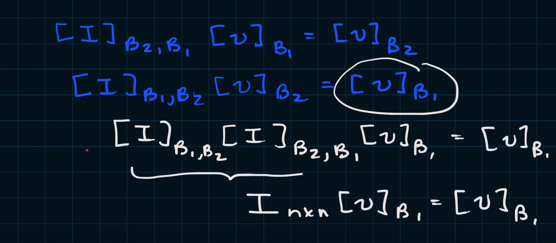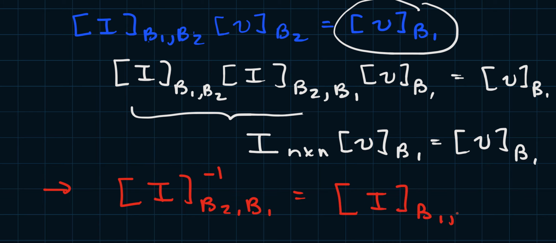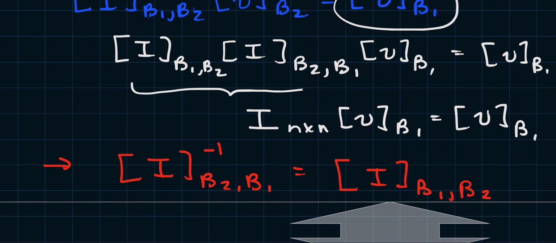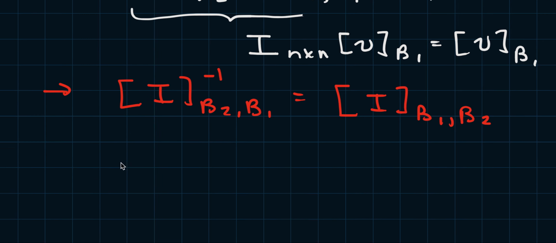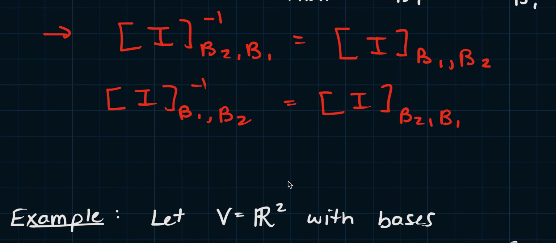So from this statement, we get that I, B2, comma, B1, its inverse is equal to I, B1, comma, B2. And this guy's inverse is equal to this one without this negative 1. So maybe I'll write that as well. And we'll do an example of that later. First, let's just do a basic example.